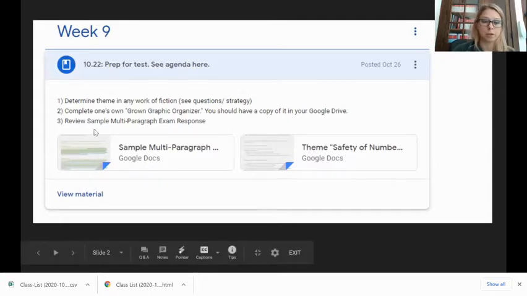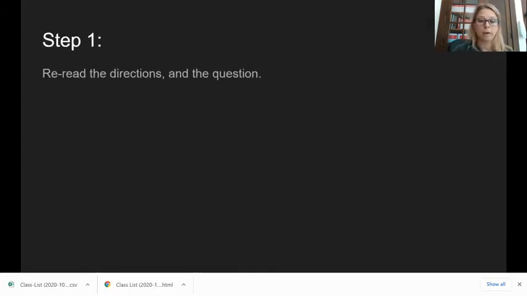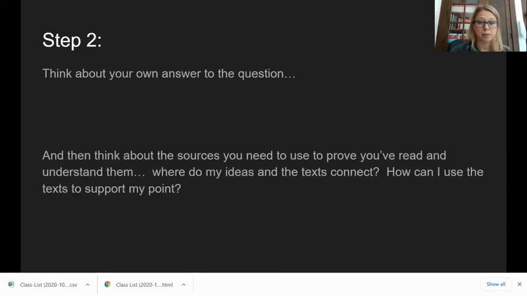you out, especially where it says sample multi-paragraph and essay exam response. You're going to want to look at that. Okay, so when you get an exam test question, you need to just reread it a couple of times and think about the question, and that's it. Just make sure you understand what the directions are and what the question is.